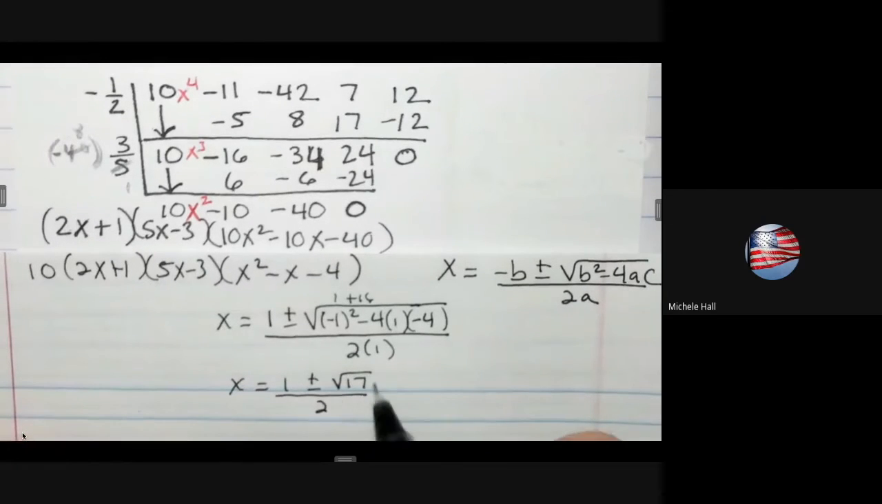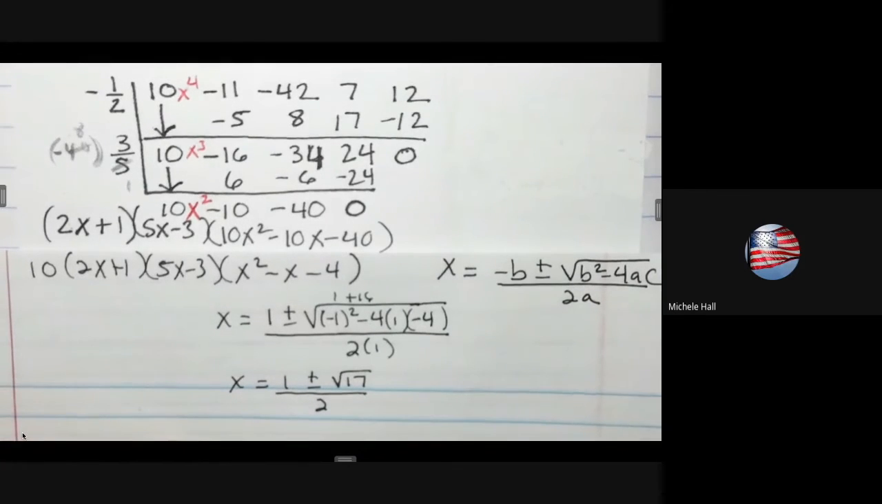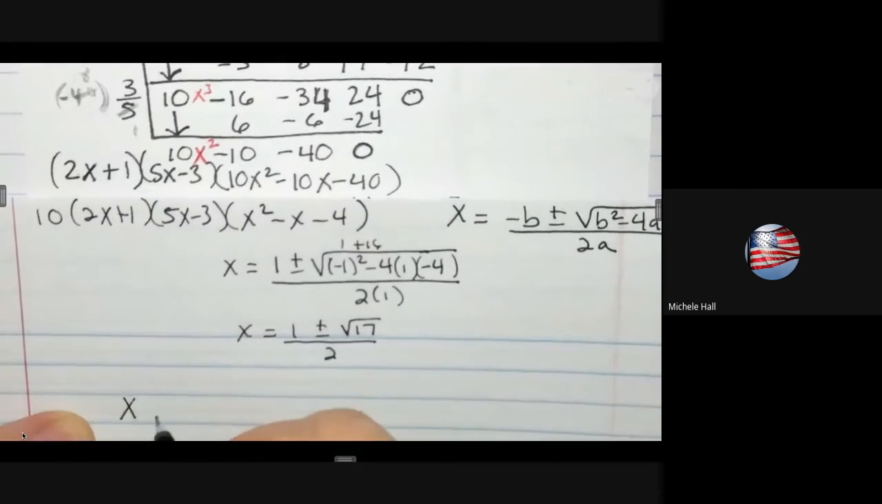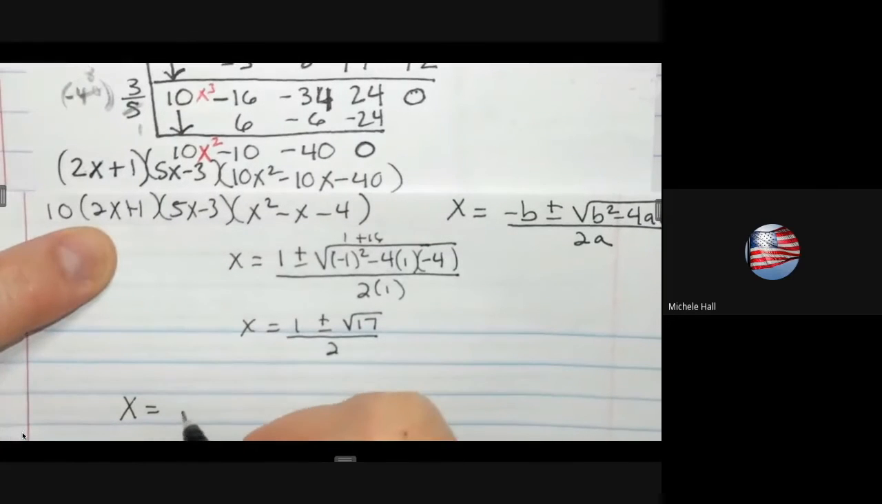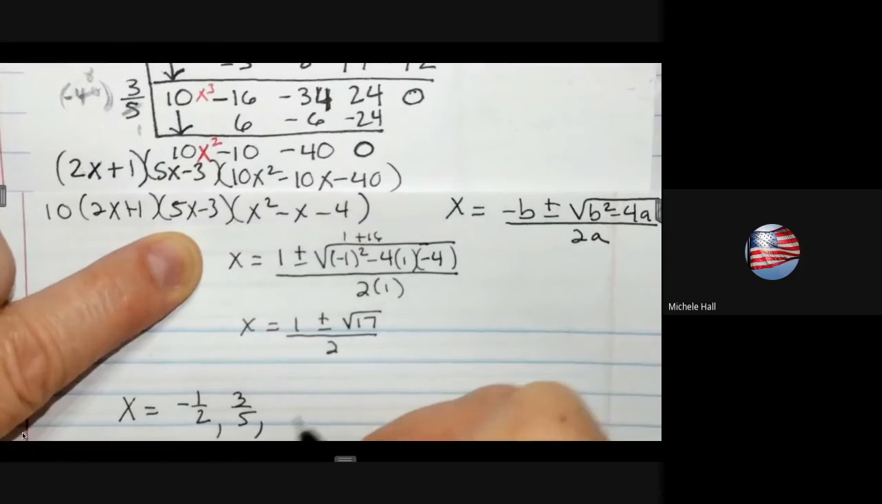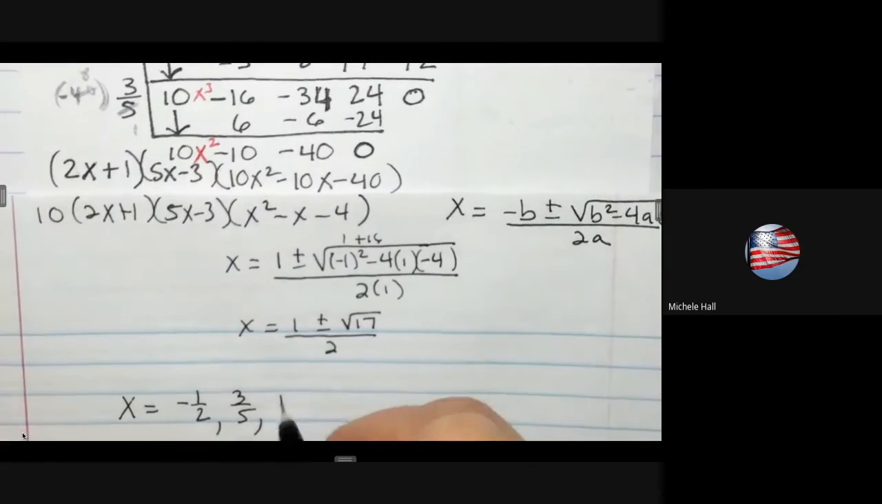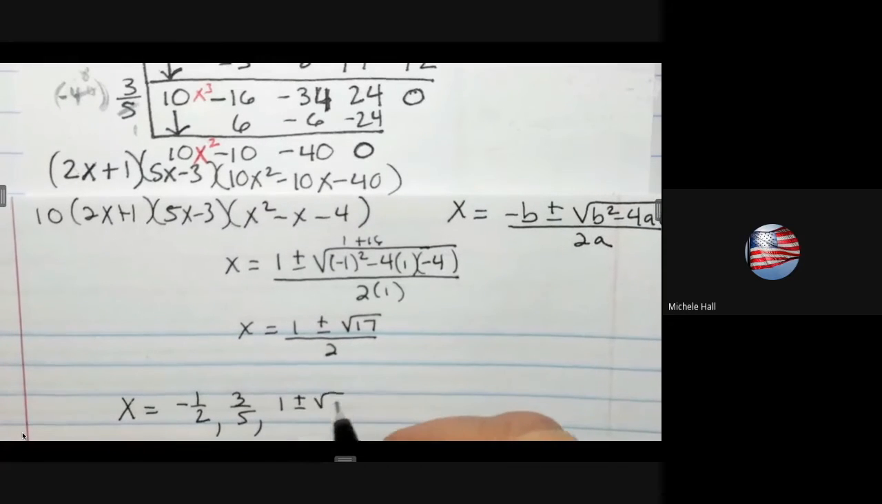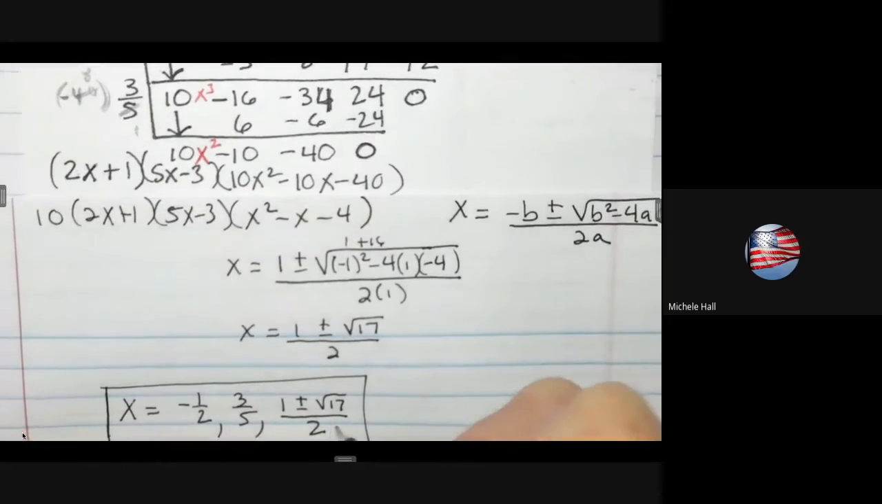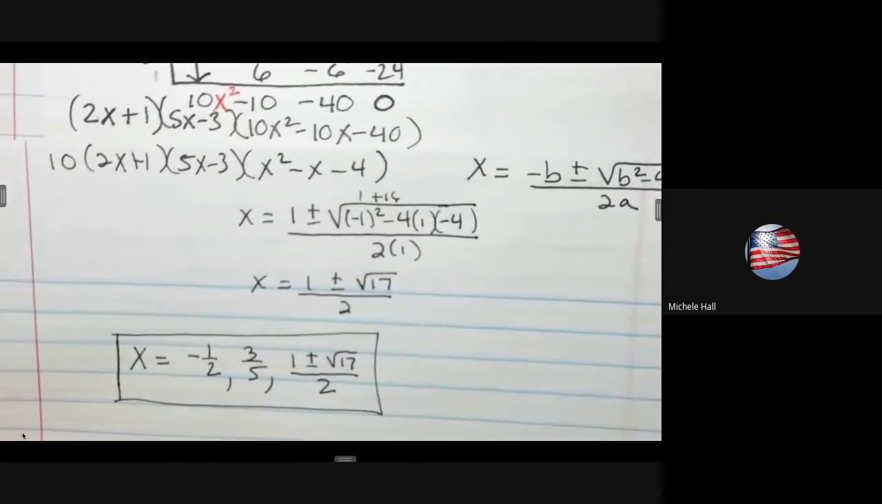This is a real number. It's irrational. It's a decimal number that goes on forever. And so unless I'm graphing, I would change it to a decimal, but I'm not graphing, so I'm just going to give my final answer. We have that x equals, we have a degree 4, so we expect 4 answers. We have a negative half. We have a positive 3/5. And then we have 1 plus or minus the square root of 17 over 2. Final answer. Again, if I was graphing, I would definitely want to see decimals. But I'm not graphing. I'll leave my answer like that.